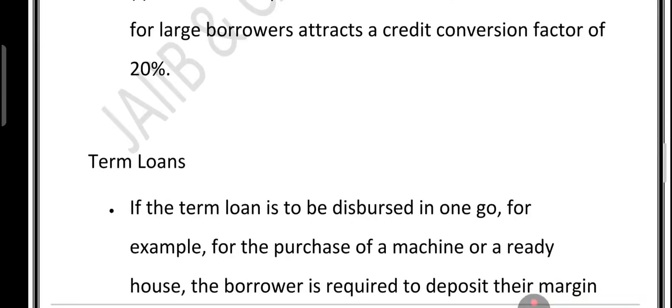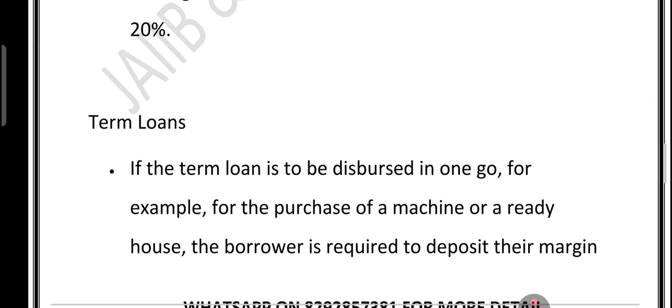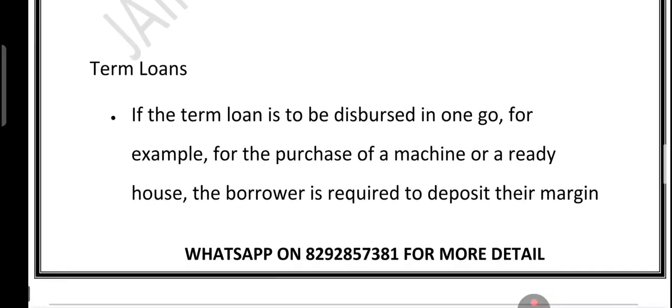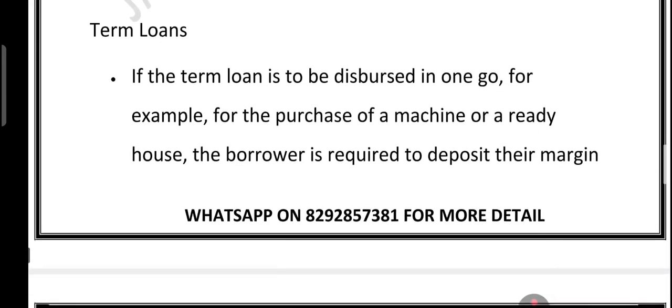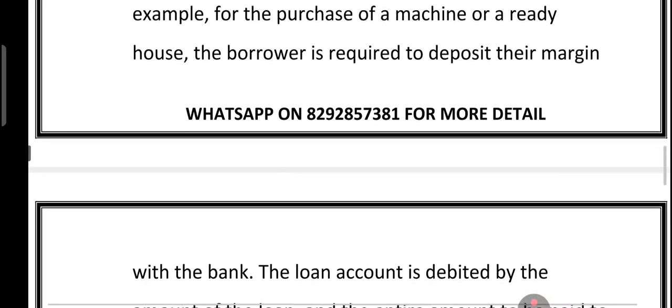Now friends, let's look at the term loan. Term loan we have already covered in the previous chapter. Basically, imagine a business buying a machine or someone buying a ready to move in house. The loan amount is not released in bits. It is given all at once in a single shot. But before the bank gives its portion, the borrower must first bring in their own share, that is called margin. Simple logic. Bank wants to see that you are serious. You invest your share, and then the bank also adds its share. So how does it work?